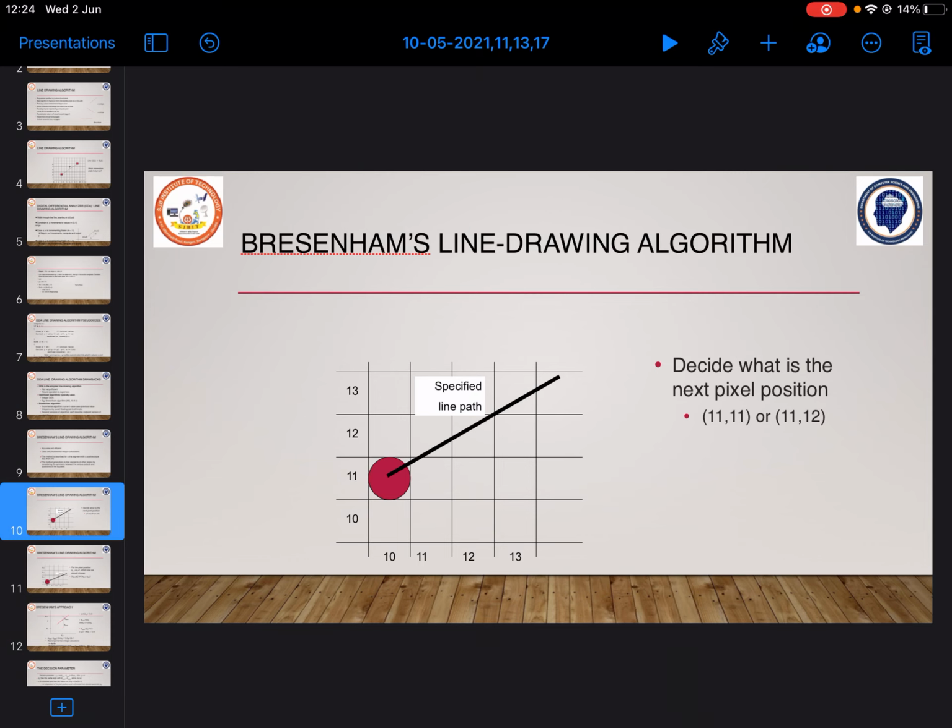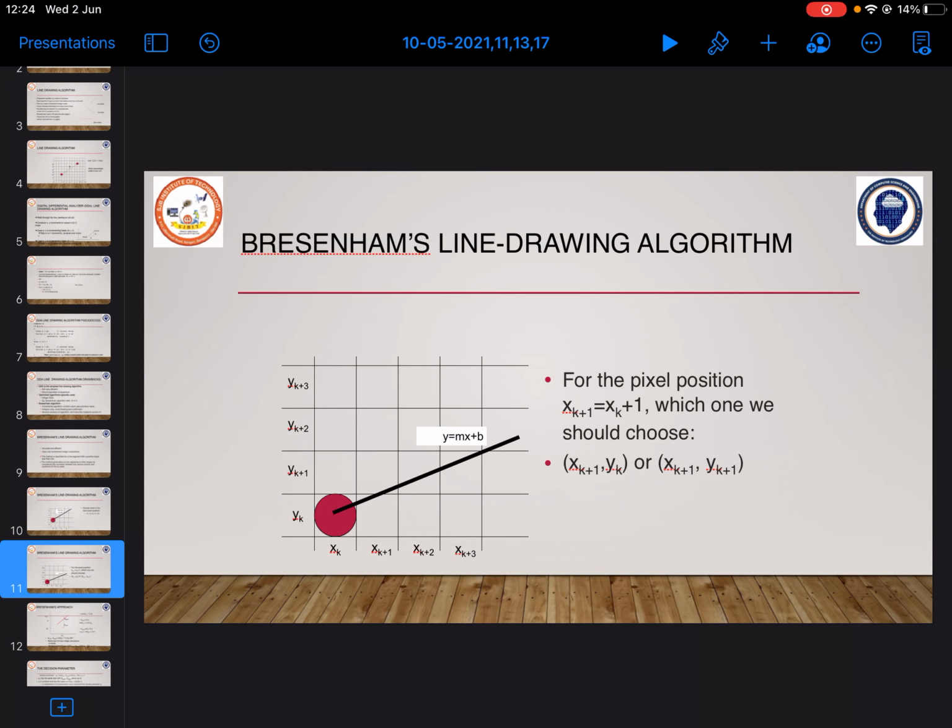This is the specified line path, where the endpoints are given as 11, 11 or 11, 12. Next, for the pixel position: as we know, the line intercept form is y equals mx plus b. Initially we have xk, and the next pixel position will be xk plus 1, calculated from the previous point by incrementing by 1.